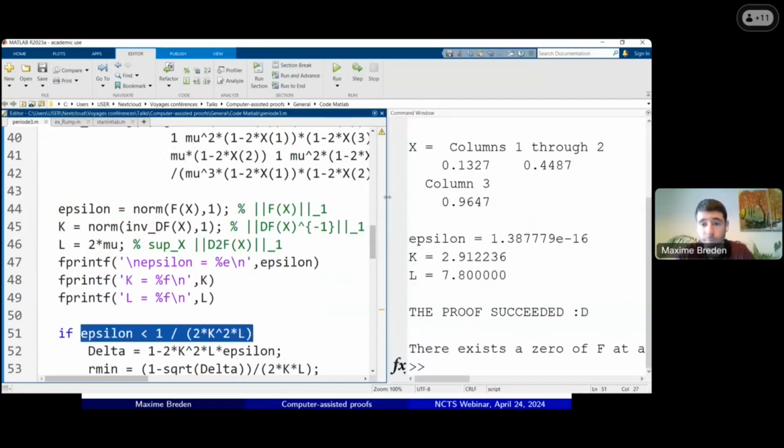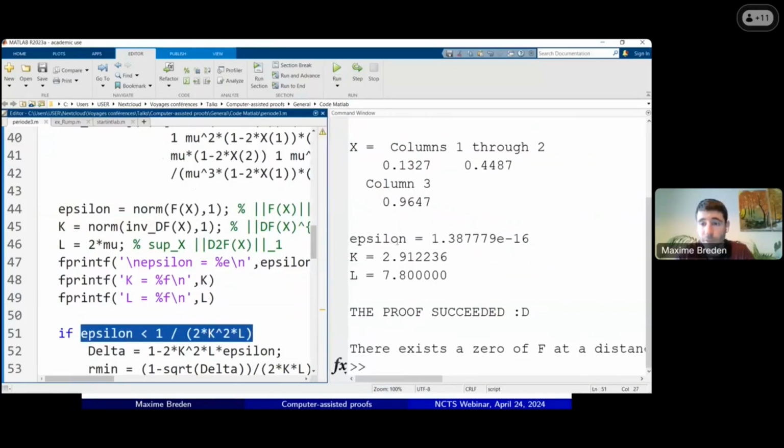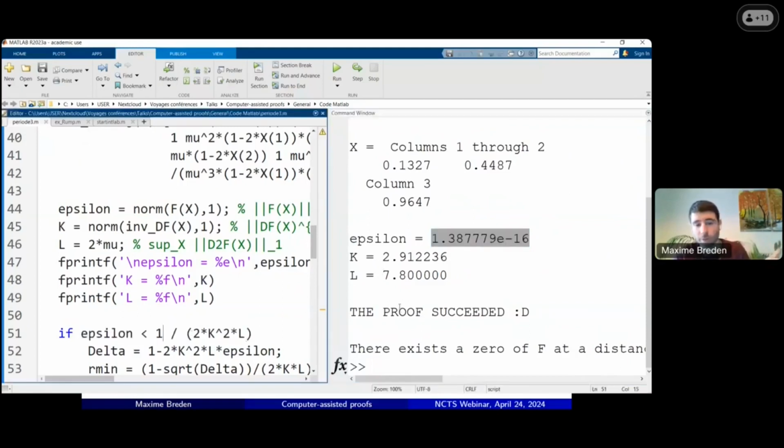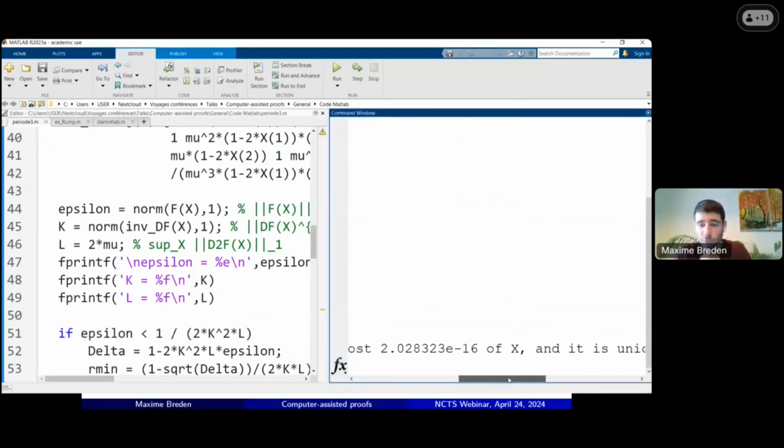Okay, sorry. And so here is the output. I have epsilon really small, kappa and L, which are some numbers, and then indeed epsilon is smaller than 1 over this thing. And so I have a proof, and I have an error bound.